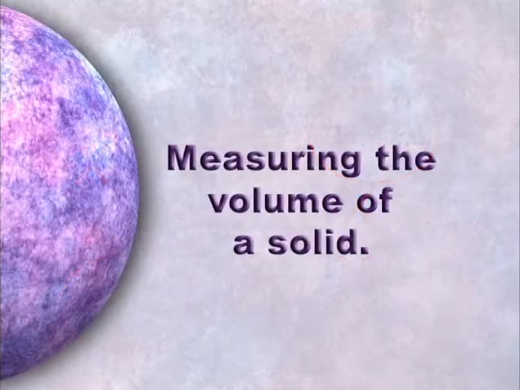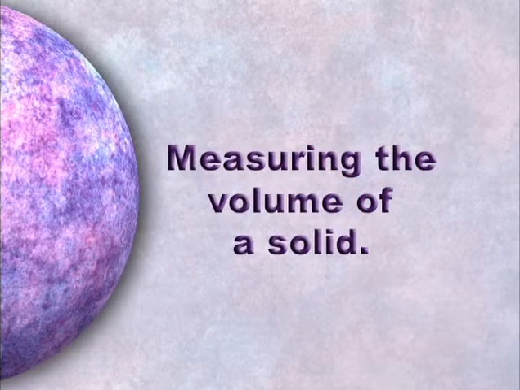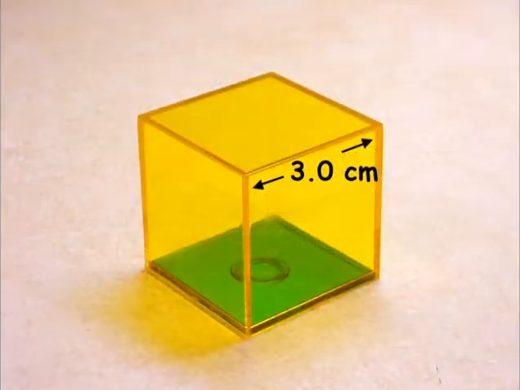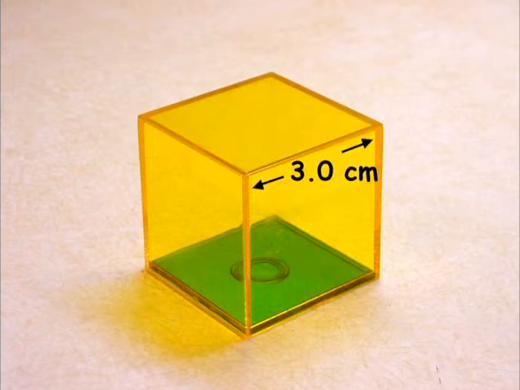Excellent. Now, let's talk about measuring the volume of a solid. We are going to refer to solids in two ways. Solids, for which we know a formula for calculating the volume, are going to be called regular solids. All other solids will be referred to as irregular solids. First, we are going to find the volume of two regular solids. Take a look at this cube. Its sides have a measurement of 3.0 centimeters.